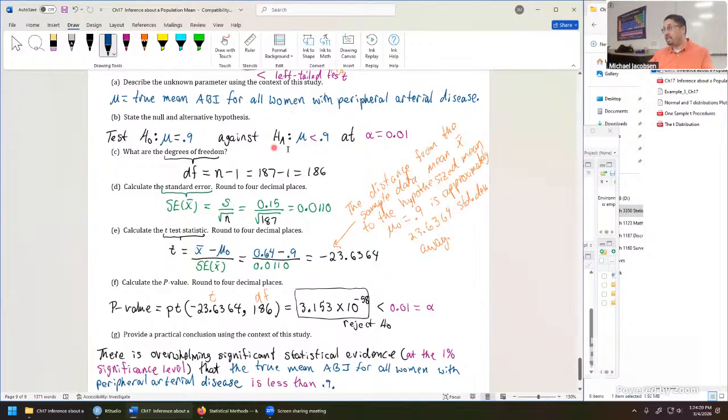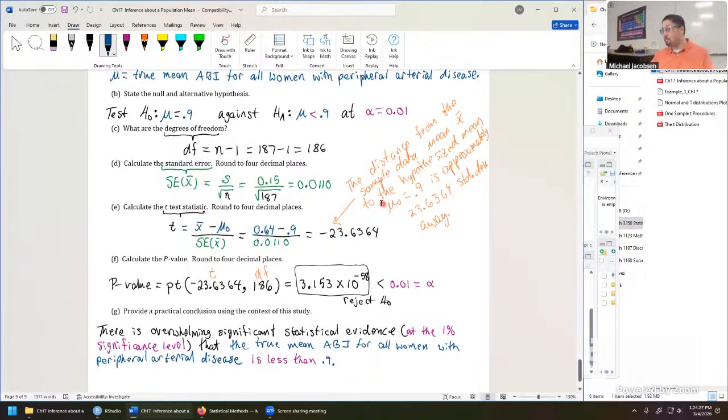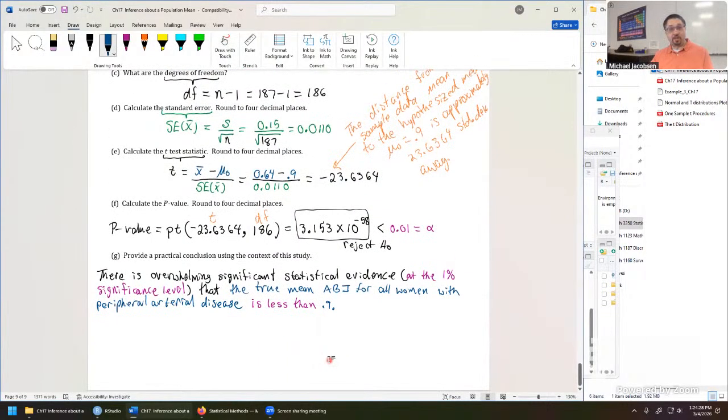So we have to directly interpret whatever our alternative hypothesis happened to have been. And there's further things you want to say. You could add a little bit more to that. You could say in ordinary words, this shows that women who suffer from this condition have an unhealthy ABI.